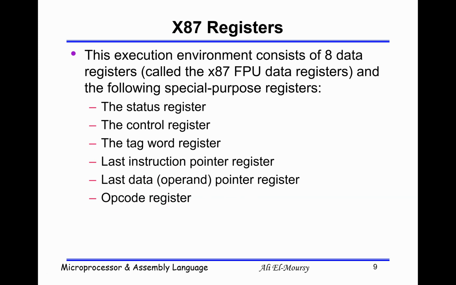So as you know, the x86 will not decode the instruction for the x87. It will just identify that this instruction is not an integer, it is a floating point, or it is the responsibility of the x87 to take care of the instruction. So it will send the opcode to be stored in the opcode register for the x87 to take care of decoding the instruction and start executing it.